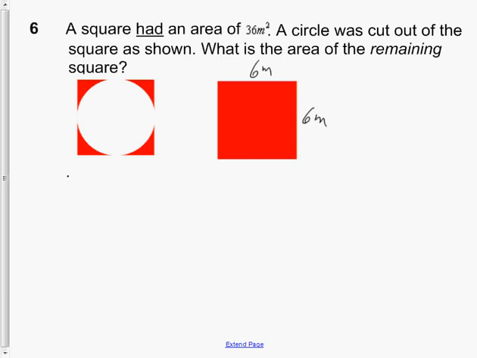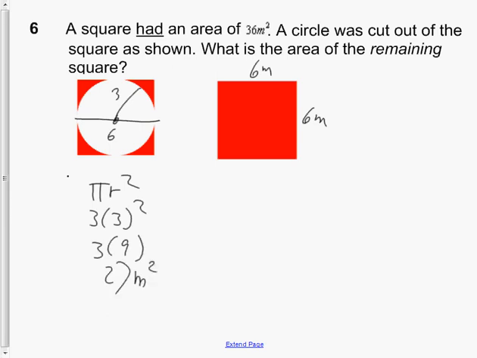And if this length here is 6 meters, then this length here is 6 meters, which means the diameter of the circle is 6 meters, which means the radius is 3 and the diameter is 6. The area of the white circle will be pi r squared, or 27 meters squared. If the area was 36, but I took away a 27 meter squared circle, that means, sorry, is that right? Is my math right? Yes. The remaining red must have a total area of 9 square meters.